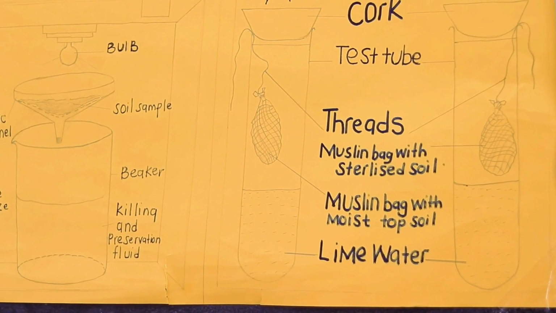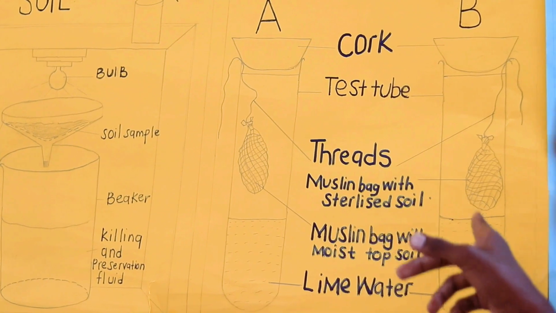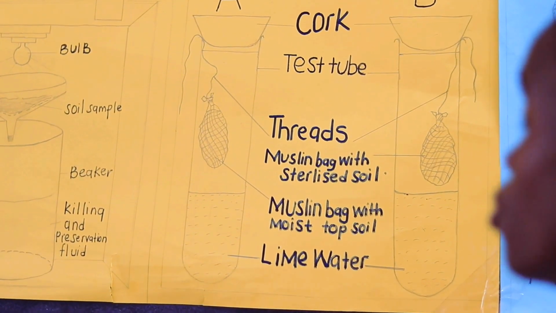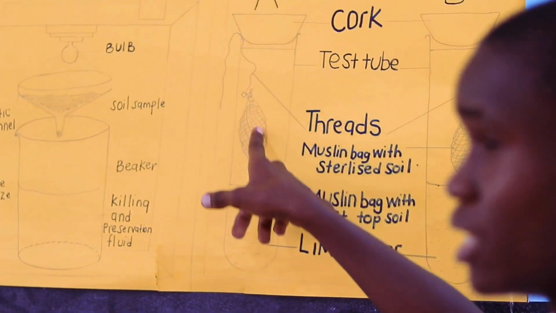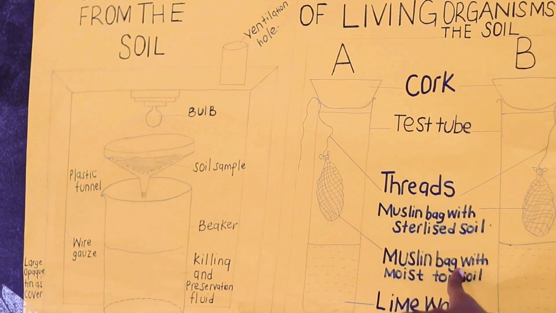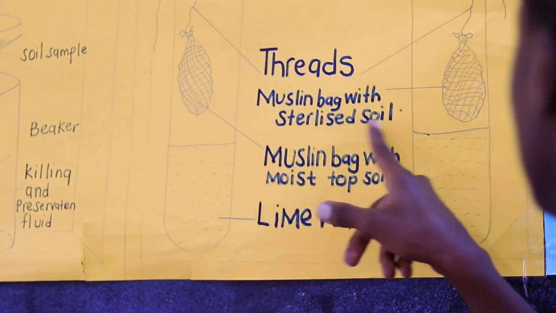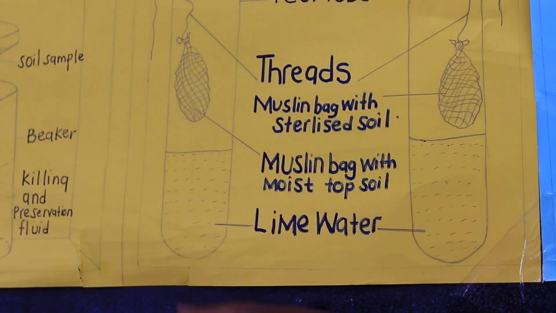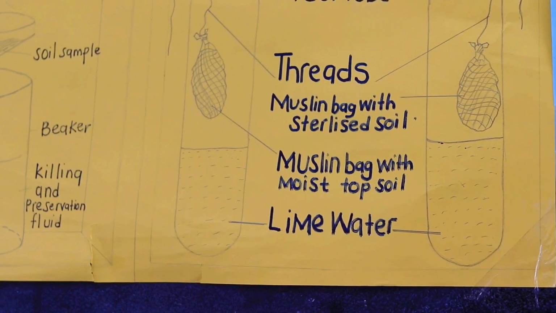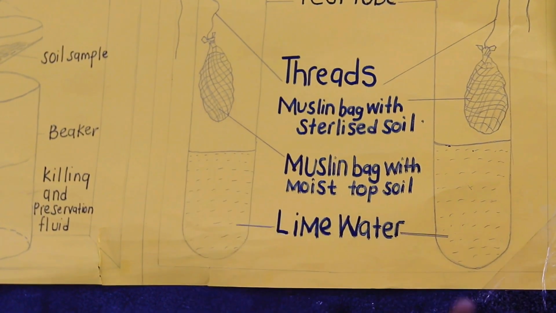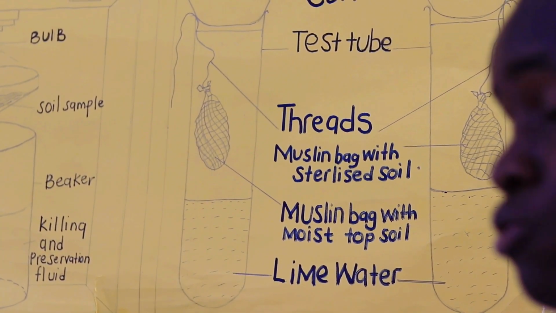And then after some time, the observation is that you will observe a milky solution in A but not B. This is our conclusion. We conclude by saying that this happens because test tube A has the suspended muslin bag with moist topsoil. This one, test tube B, is the suspended muslin bag with sterilized soil which was heated. Test tube A will produce carbon dioxide gas that will react with the lime water, and this carbon dioxide gas, we know that this is one of the byproducts that are produced in the process of respiration.